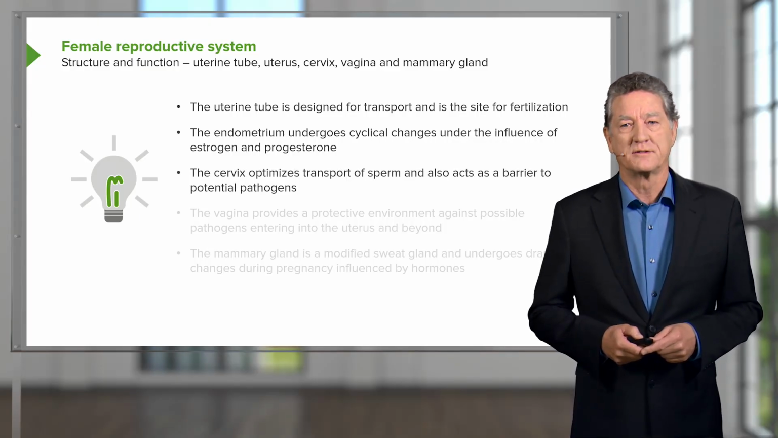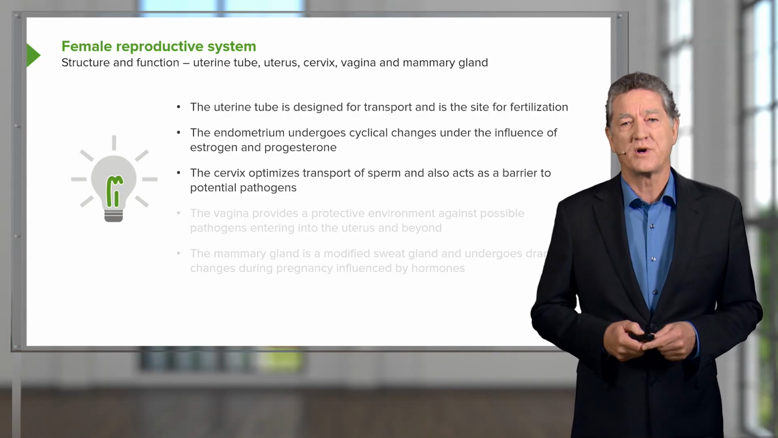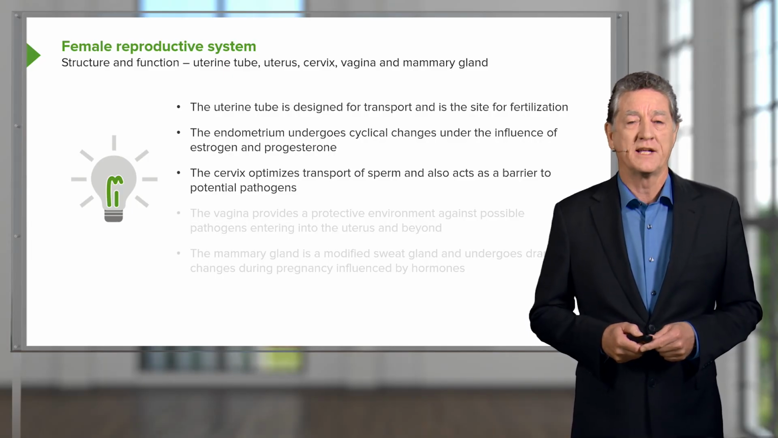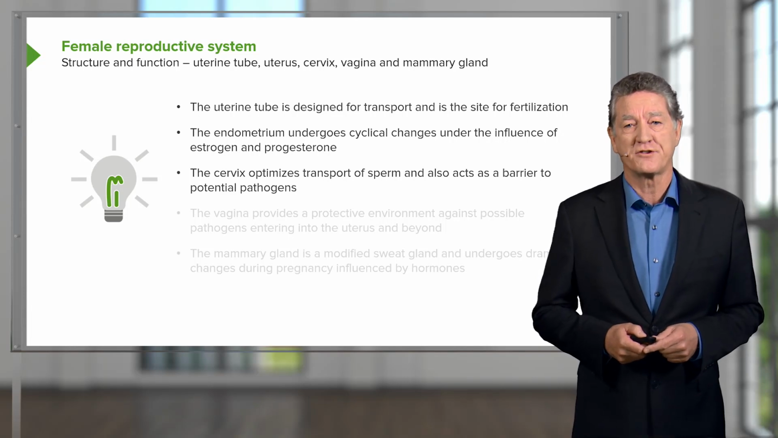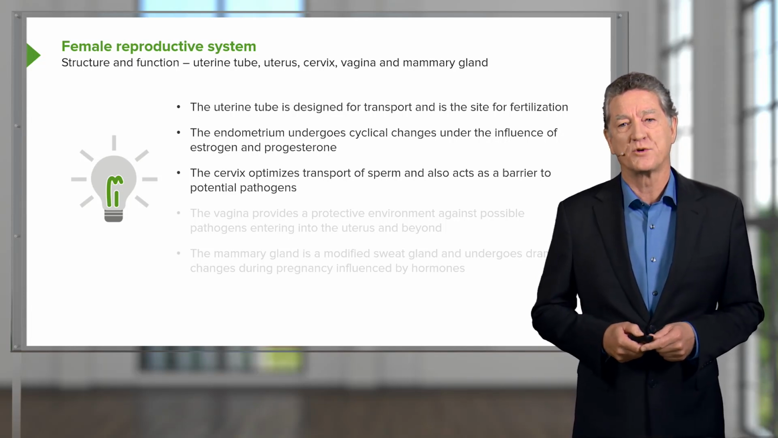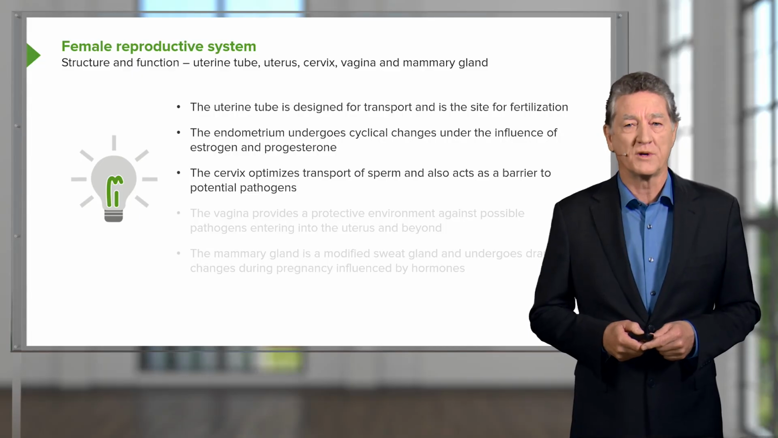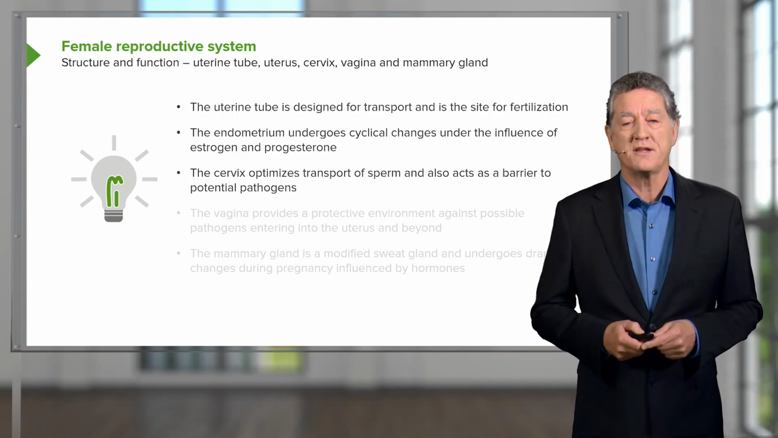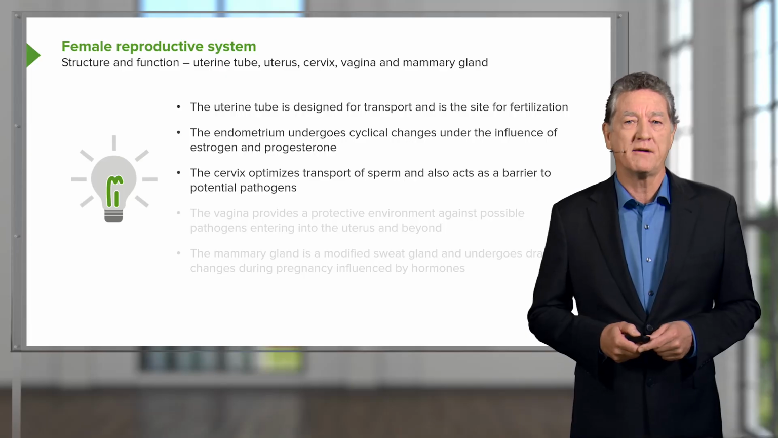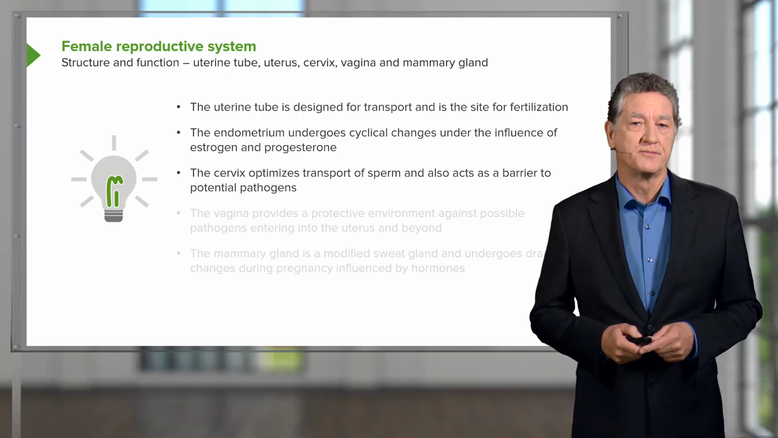The cervix acts as a very important transport conduit or passageway for sperm. And at the time of ovulation, that cervix changes the nature of its secretion to try and optimise the transport of sperm. Normally, around times other than ovulation, it's a very important barrier to the invasion of pathogens.